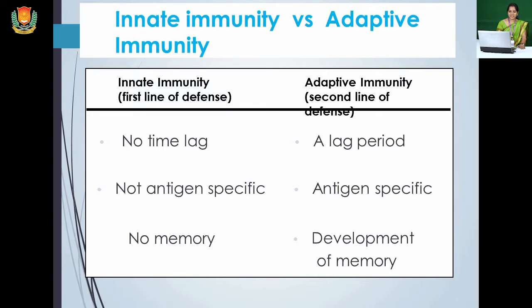But adaptive immunity has a lag period, meaning adaptive immunity requires some time to be activated. Then it is antigen specific and it has a memory. Memory means, for example, a person is infected by a particular bacteria, then due to the immune system, it develops certain antibodies, so that the second time the same pathogen invades, the immune response is fast. That is known as memory. So the adaptive immune system always has a memory.